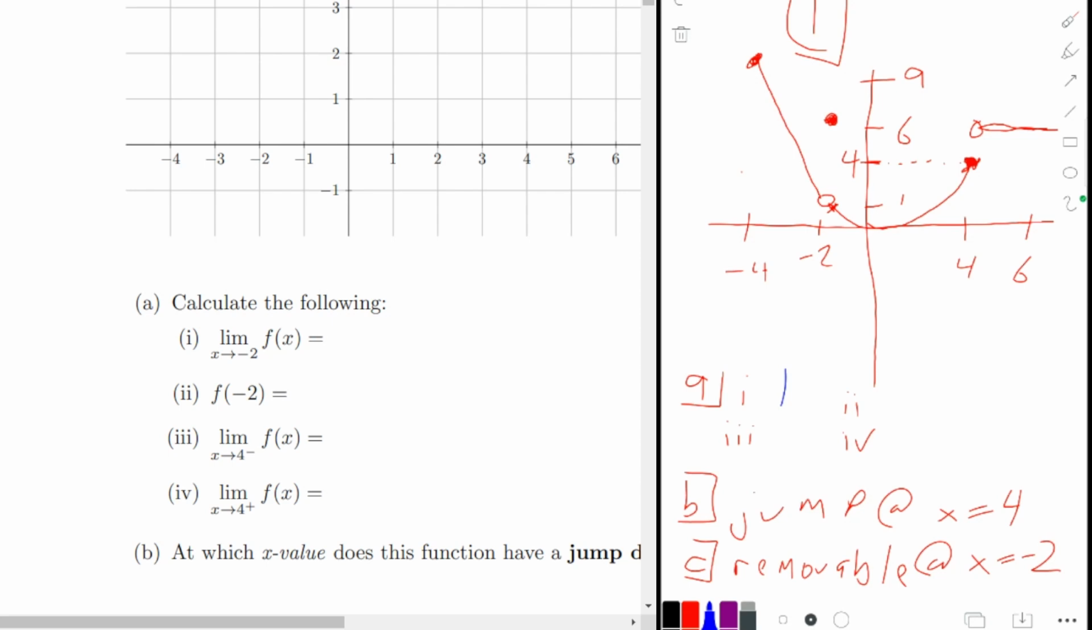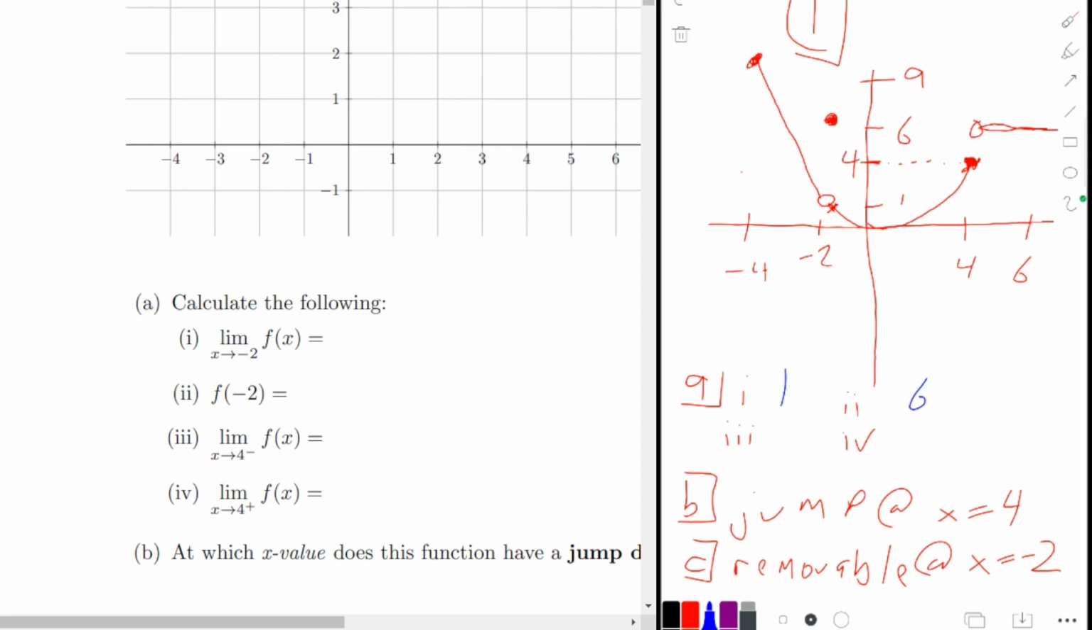Part 2 is asking for f of -2. That, unfortunately, is not equal to 1. That is equal to 6. And so, because the answers to 1 and 2 differ, that means that this function's not continuous at -2. That's not one of the questions on the test, but I'm just mentioning that.